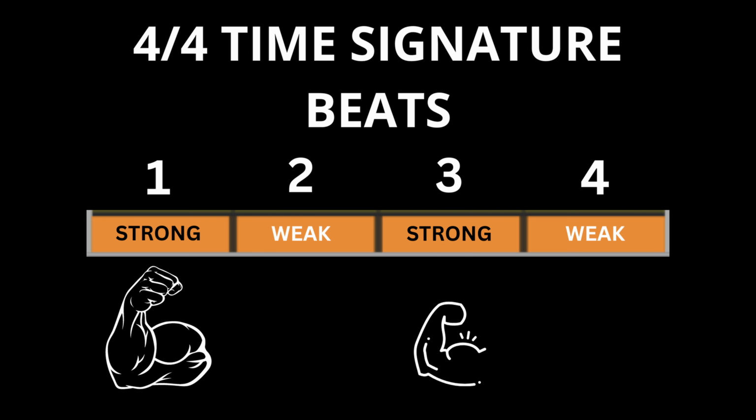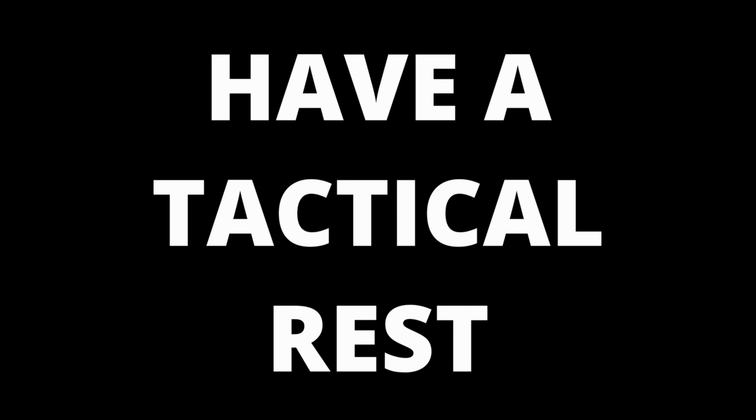For example, in a 4-4 time signature, there are 4 beats in a bar. Usually the strong beats are 1 and 3, and the weak beats 2 and 4. But if we turn this on its head, then you create a syncopated rhythm. And if you utilize notes that don't fall on any of the beats, then it will feel even more syncopated. You can put a rest and avoid notes where the strong beats fall to further create a syncopated feel.